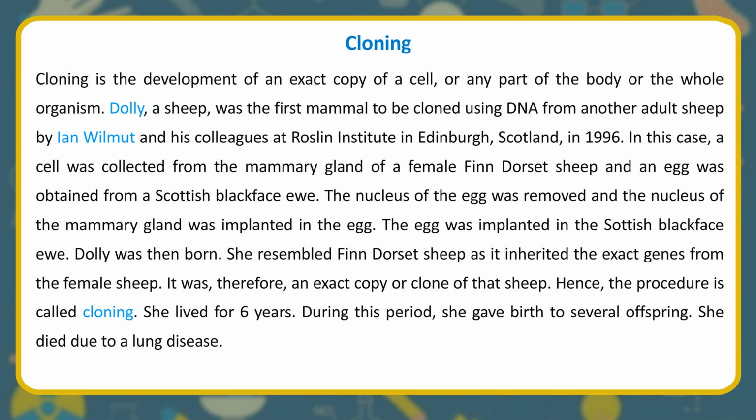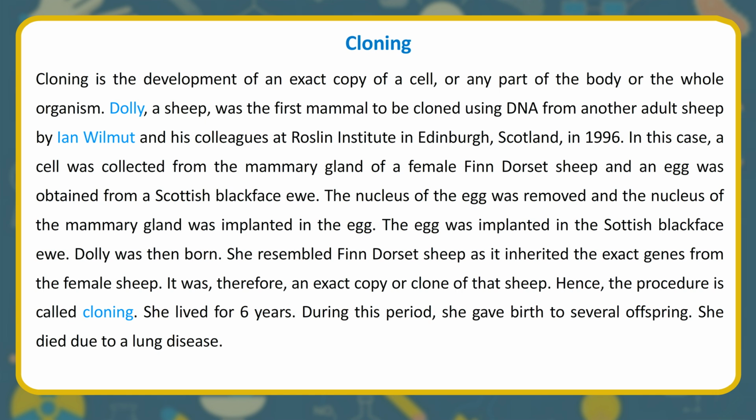In this case, a cell was collected from the mammary gland of a female Finn-Dorset sheep and an egg was obtained from a Scottish Blackface ewe. The nucleus of the egg was removed and the nucleus of the mammary gland was implanted in the egg. The egg was implanted in the Scottish Blackface ewe.